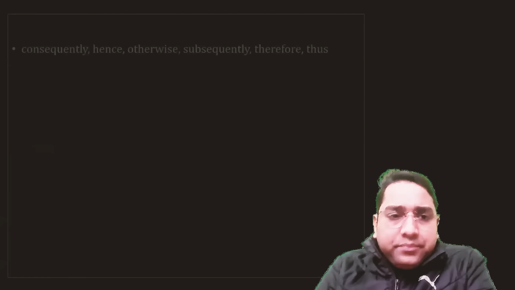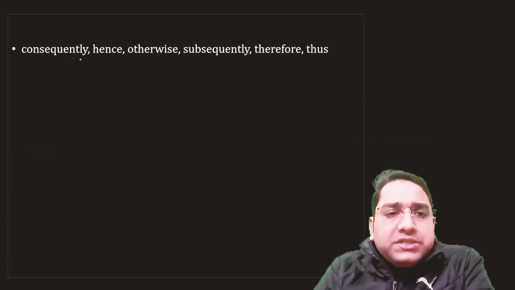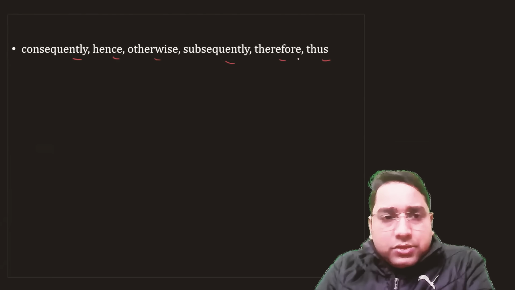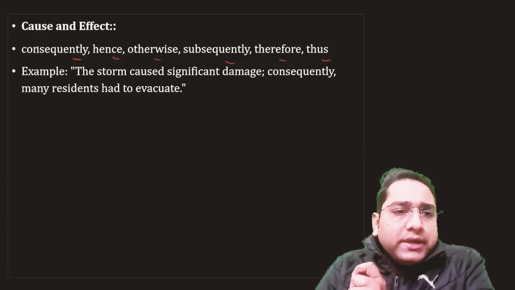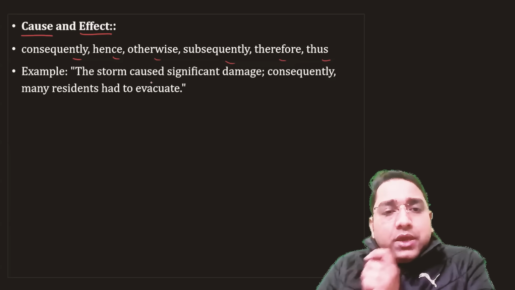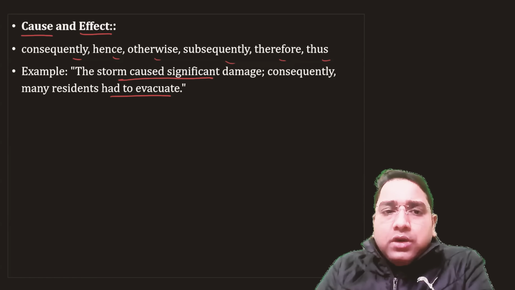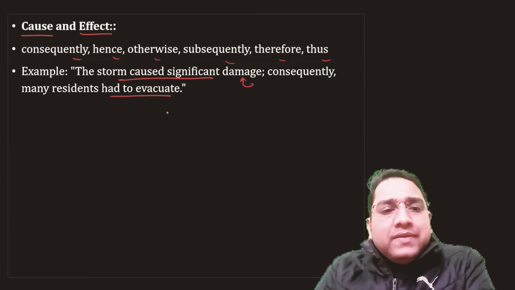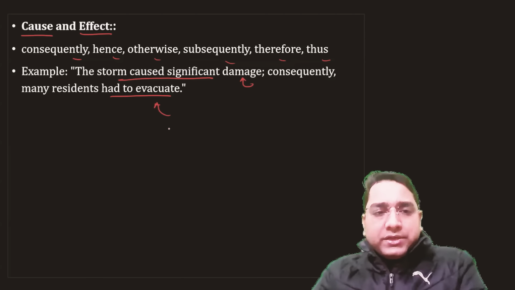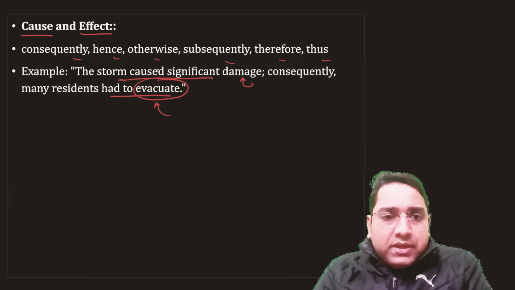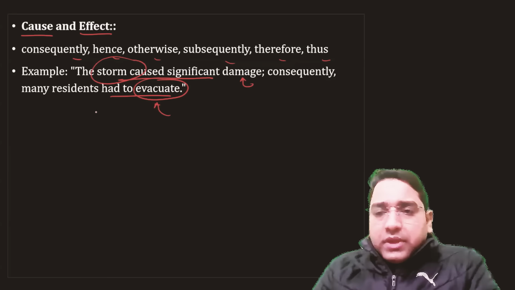Second, if these words are given: consequently, hence, otherwise, subsequently, therefore, and thus, so these words show the context of cause and effect. In this, one situation will be the cause and the other will be the effect. For example, the storm caused significant damage. Consequently, many residents had to evacuate. So evacuation is the effect and the cause was the storm.